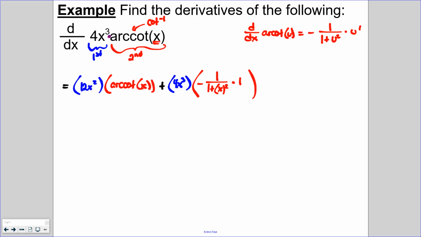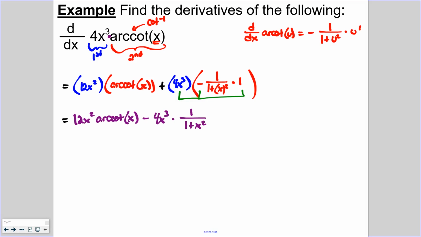And now it's time to simplify. There's not a lot we can simplify at the first term other than dropping the parentheses. Plus, well, then we can take the 4x cubed times the negative and times the 1, which means we no longer want that plus sign in between our terms. That is going to become a minus sign. So we can get minus 4x cubed times 1 over 1 plus x squared.